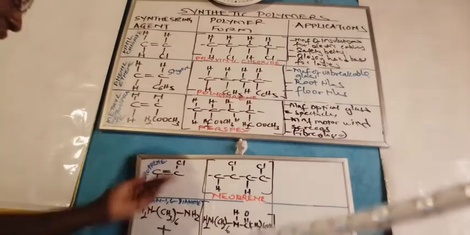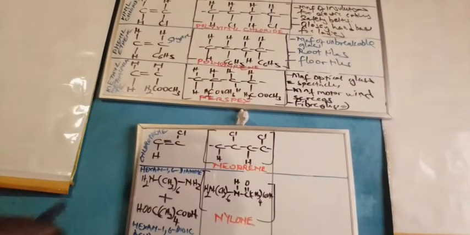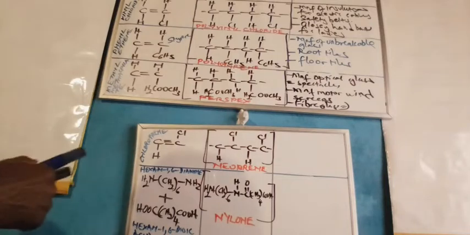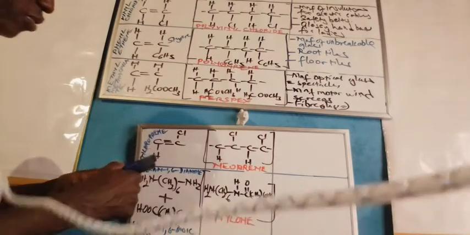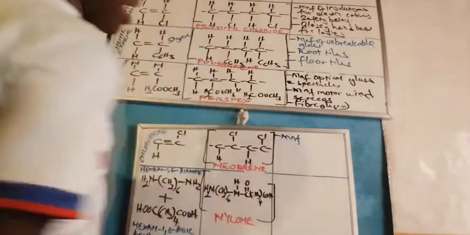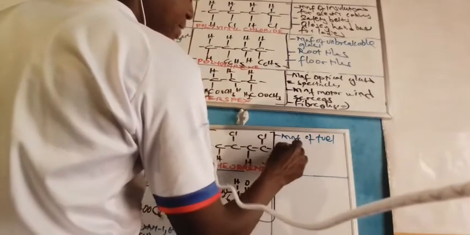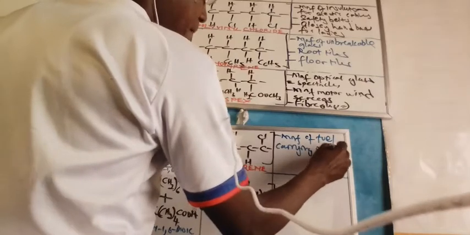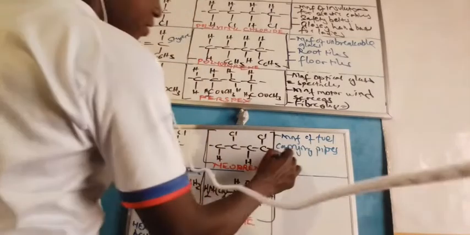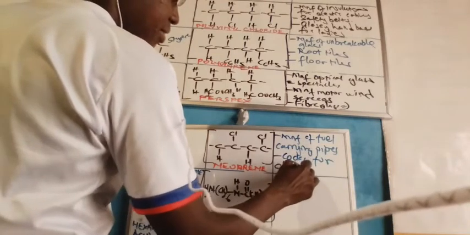Next, we have chloroprene. Now, chloroprene forms the neoprene polymer. A neoprene polymer is tough, non-corrosive, non-reactant, and for that reason, it is used to manufacture pipes for carrying fuels. So, manufacture of fuel carrying pipes. We can also use it to manufacture corks for chemical substances, for chemical bottles.